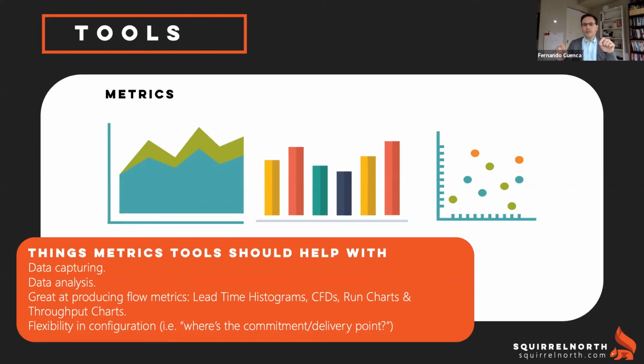And once you have the data, how is it represented? Because you might want to see the same metric under multiple forms. You might want to see a CFD to see how it evolves over time. You want to see a histogram. You want to see a range chart or a scatter plot to make analysis of patterns. So two things to consider here: flexibility in configuration and flexibility in representation.